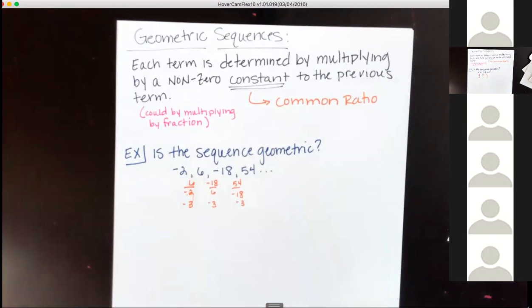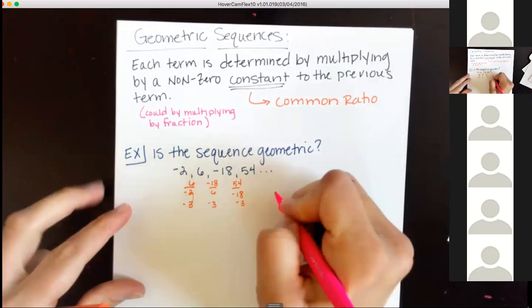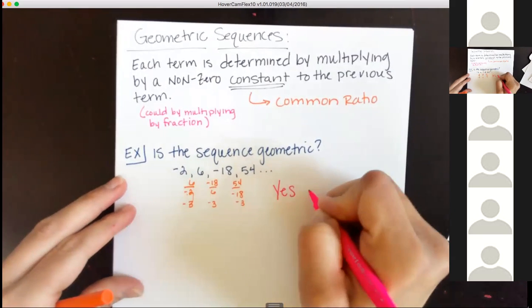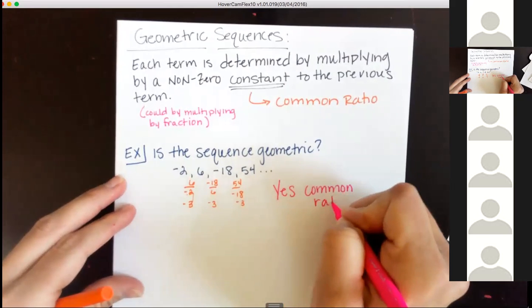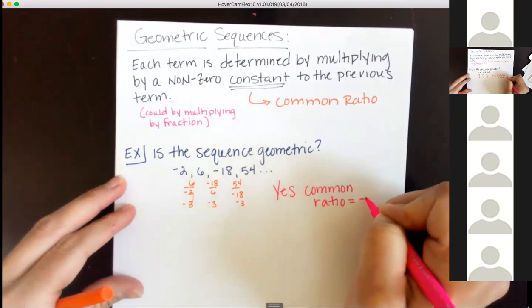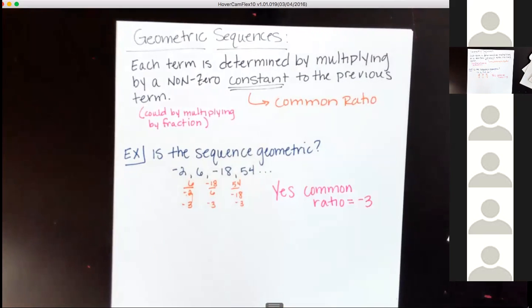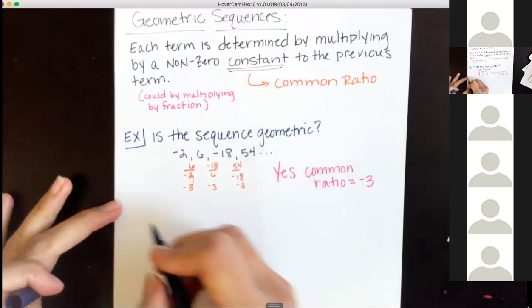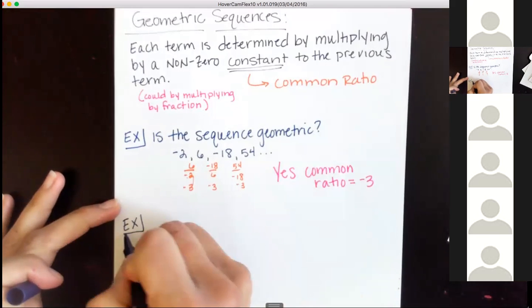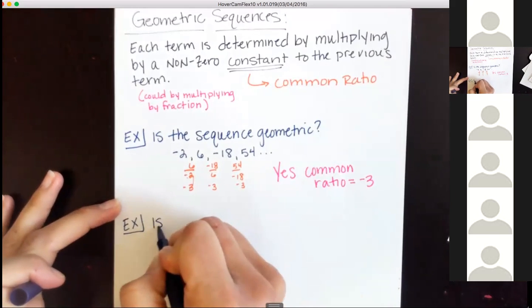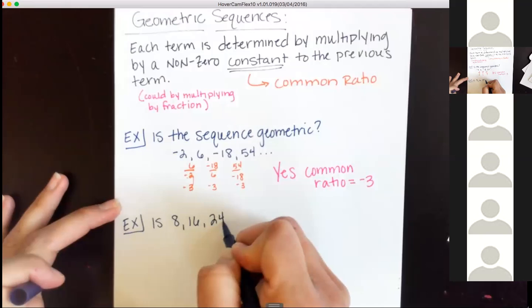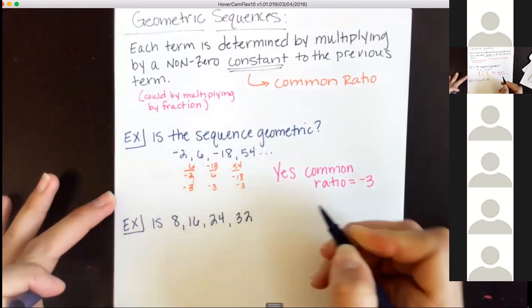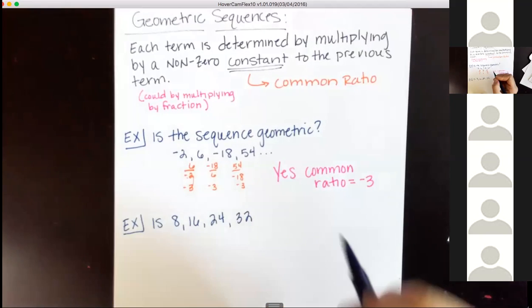So then when we answer this question, we will simply say yes, common ratio is -3. Of course, you might have to say no because the common ratio isn't. So let's do 8, 16, 24, 32. So it is that sequence.